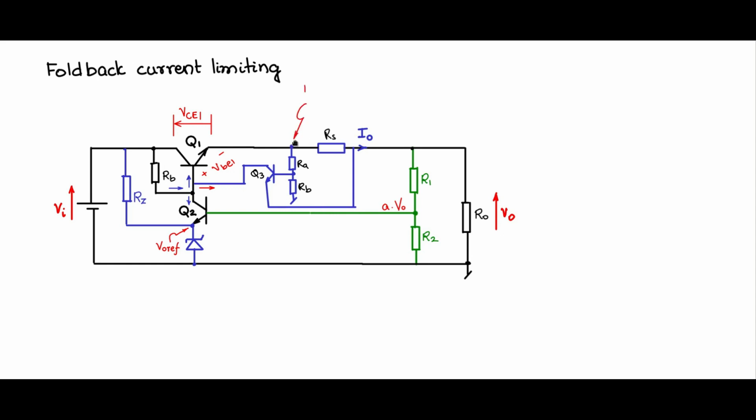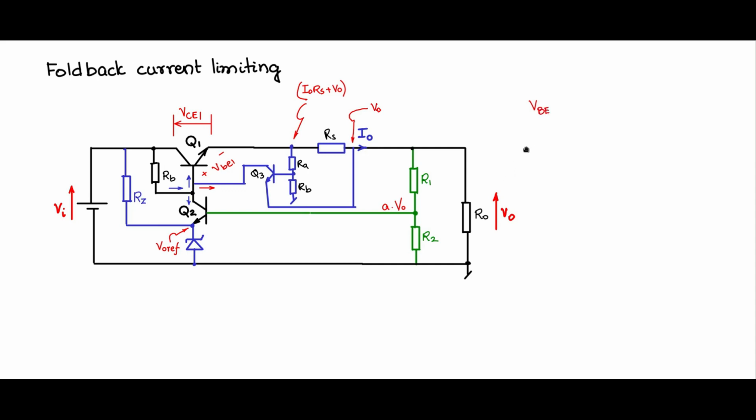The potential here is this drop, I0 into RS plus V0. So I0 into RS plus V0 will be the potential of this point with respect to ground. The potential of this point with respect to ground is V0 itself. Now let us look at the potential of base emitter of Q3.